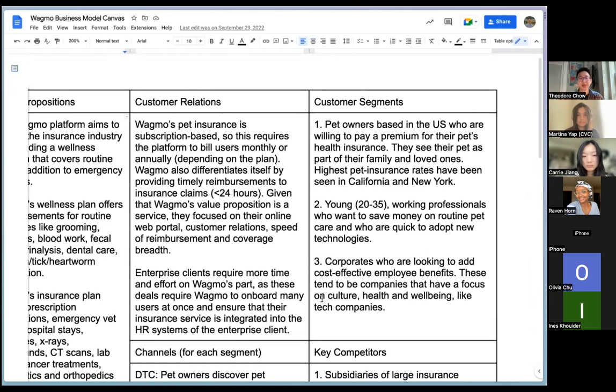Since it's subscription based, they charge people monthly or annually depending on the plan.